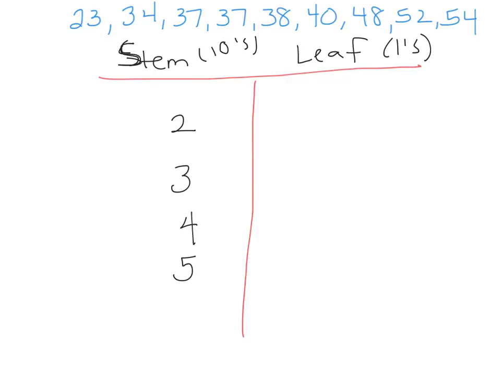Now remember, each number that's represented here needs to have a point on the stem and leaf plot. For example, 23, we'd write our 3 under the leaf, 23. 34, 37, another 37, and a 38. Notice how, because there are two 7s here, there are two 7s written on the 30s, two 37s. We have 40 and 48, 52 and 54.